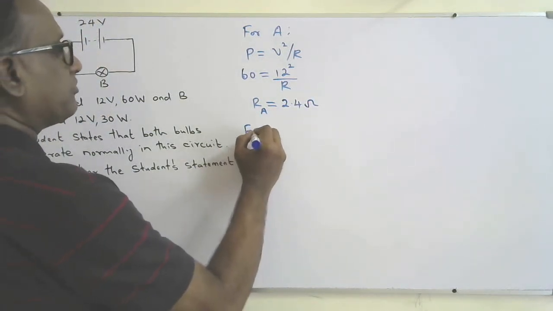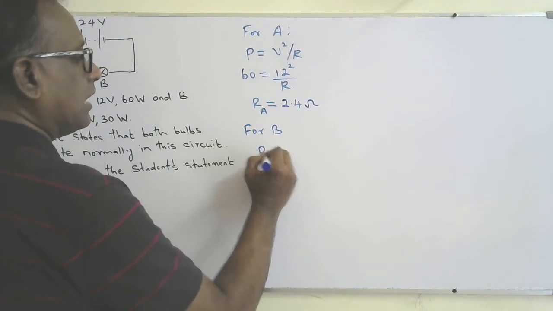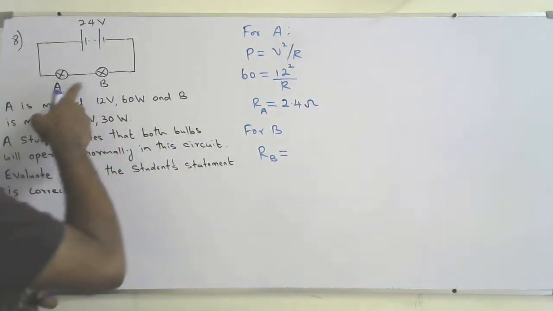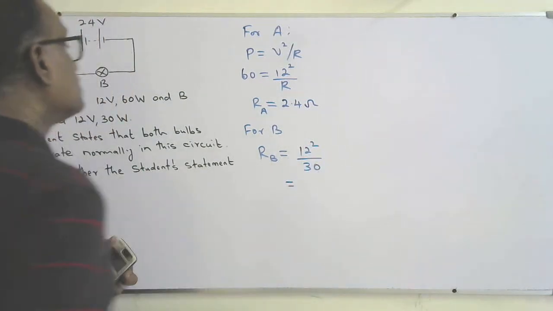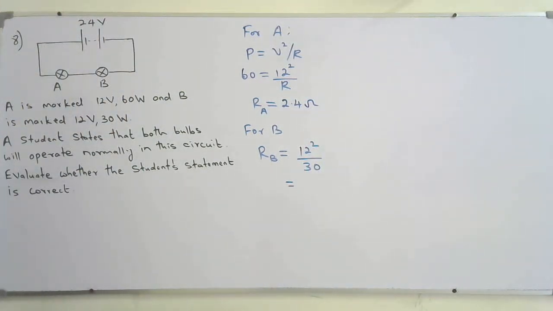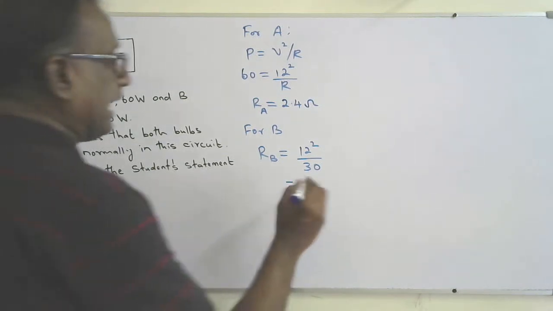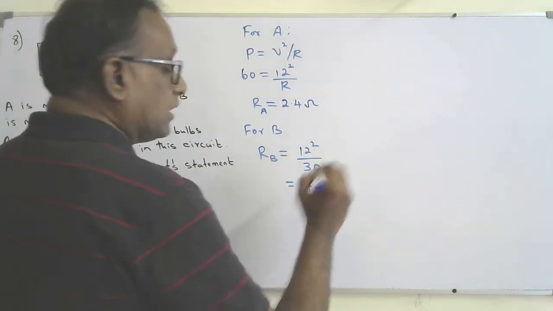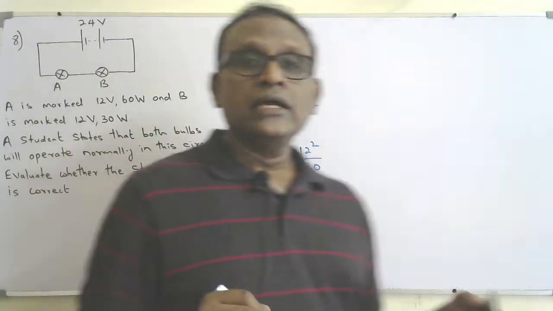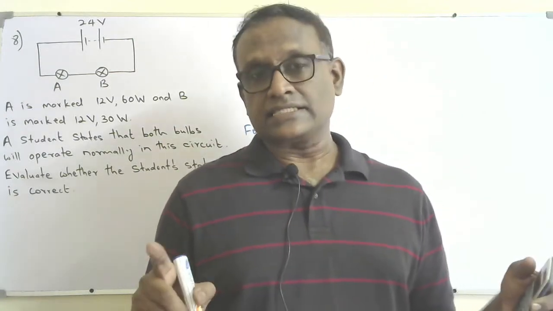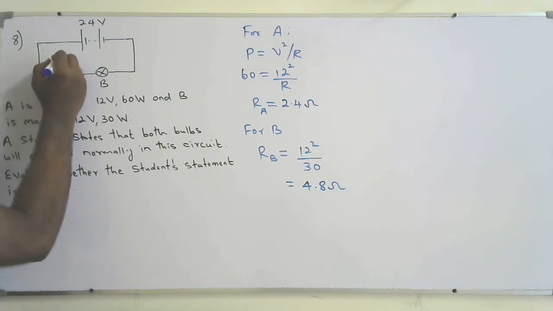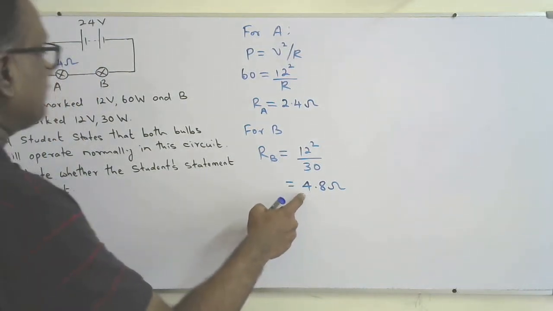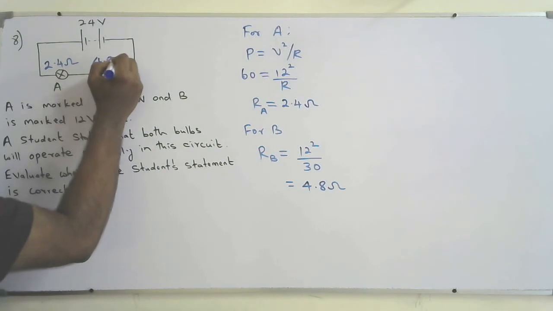Similarly for B, if I find it, RB will be equal to 12 squared divided by 30, since the voltage across it is 12 and its power is 30. That will be 4.8 ohms. Now look here, here's where the problem starts, because they are connected in series. The resistance of this bulb is 2.4 ohms and the resistance of this bulb is 4.8 ohms.